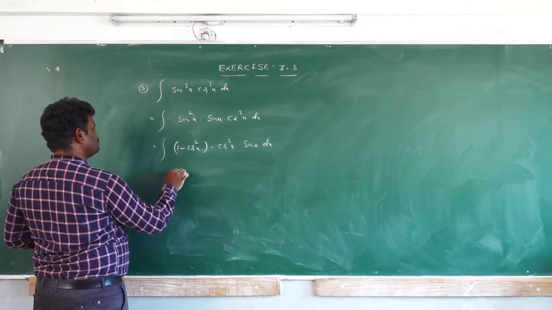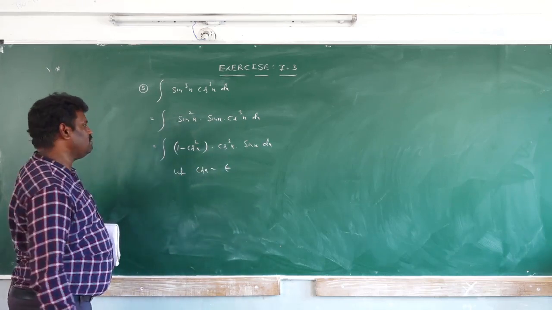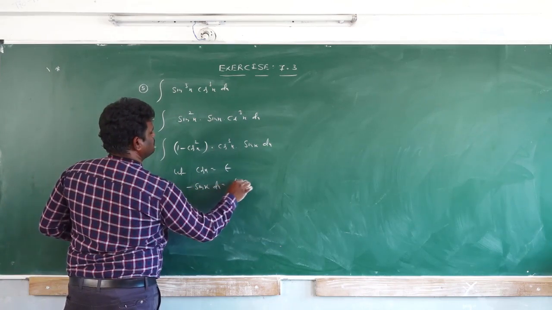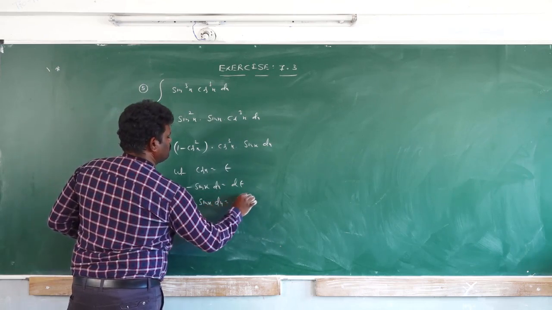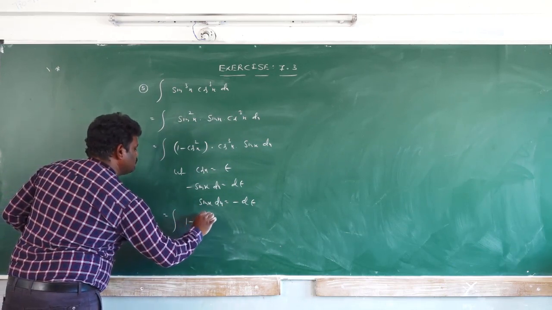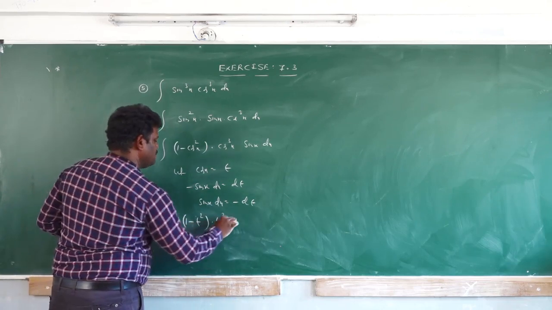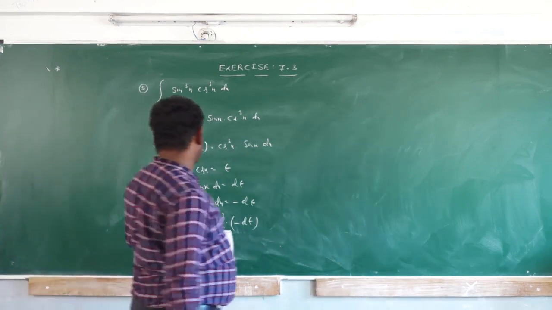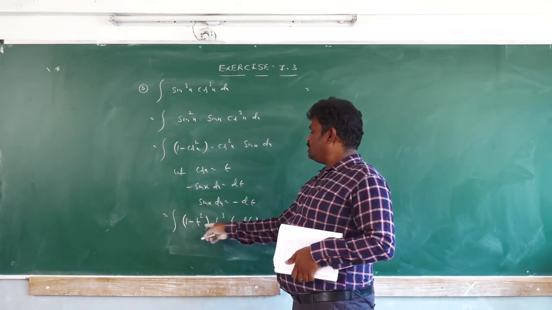Now if we take the substitution, let cos x equal to t. Then the derivative of cos x is minus sin x dx equal to dt, so sin x dx is equal to minus dt. That is equal to the integral of (1 minus t square) into t cube into sin x dx, which is minus dt.